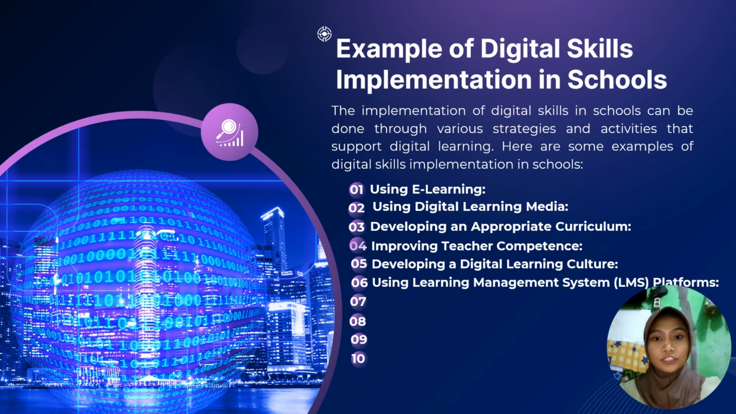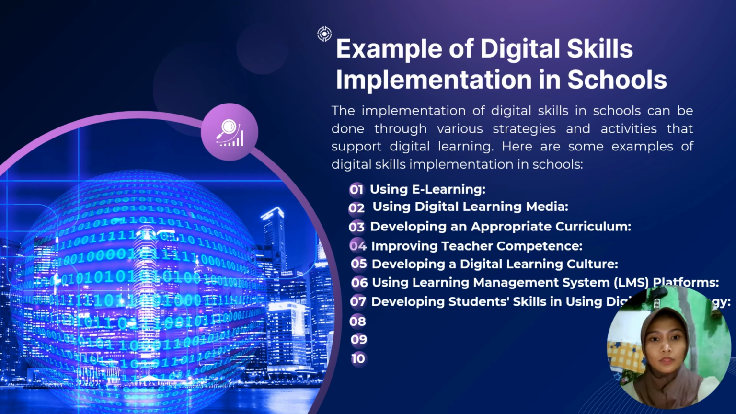And number six, use a learning management system or LMS platform. Use an LMS platform to manage learning in a more organized and systematic way. And number seven, develop student skills in using digital technology. Train students to use digital technologies effectively, such as creating digital content, using digital devices, and understanding digital privacy and security. And number eight, organize project-based learning activities. Conduct project-based learning that involves the use of the internet, such as online discussion and online research.